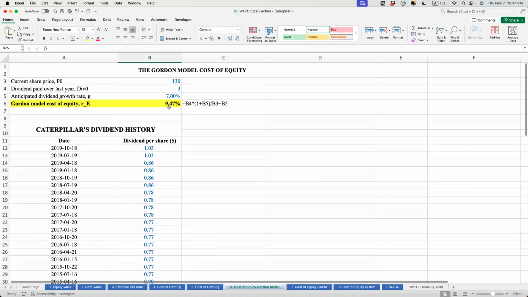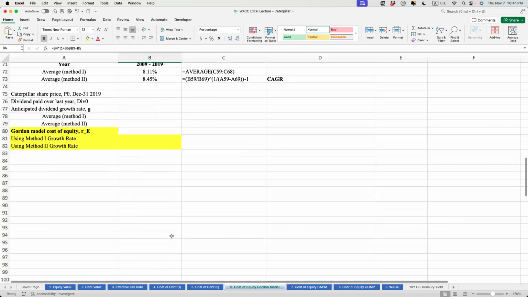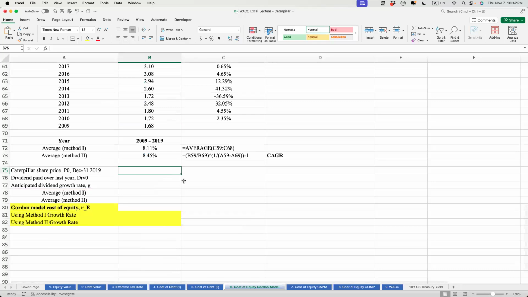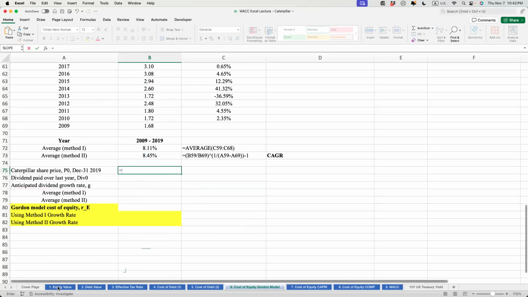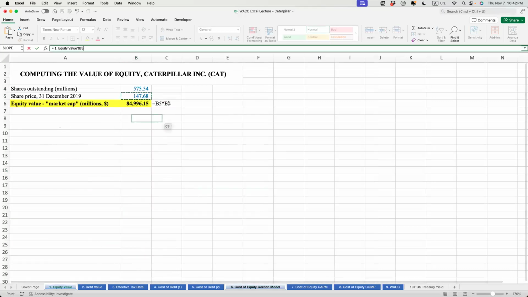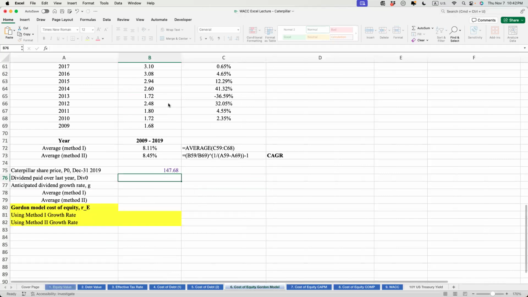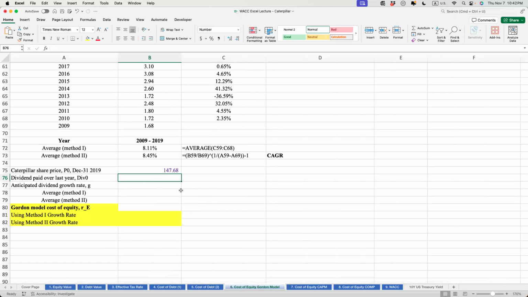Remember, for the Gordon model, the information we need is the share price, the current price. And then we already got the last year's dividends payment. We estimated the two growth rates. And then let's calculate the cost of equity. So for the share price, let's link this share price all the way to the first tab because I gave you the share price there. So $140.68.